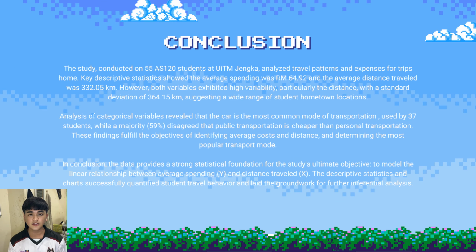Based on the study, it showed that the average spending was 64 ringgit and 92 cents, and the average distance traveled was 332.05 km. However, both variables exhibited high variability, especially the distance, with a standard deviation of 364.15 km, suggesting a wide range of student hometown locations. For the analysis of categories, it revealed that the bus is the most common mode of transportation, used by 37 students, while a majority of 59% agreed that public transportation is cheaper than using personal transportation.